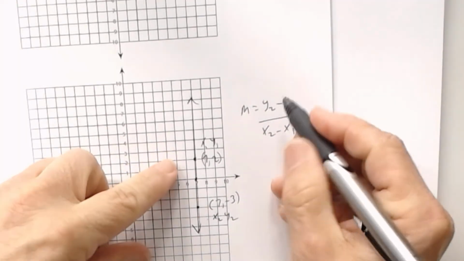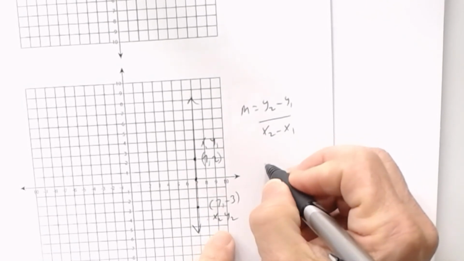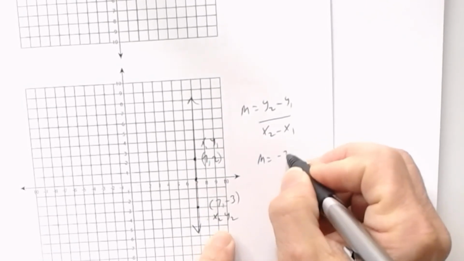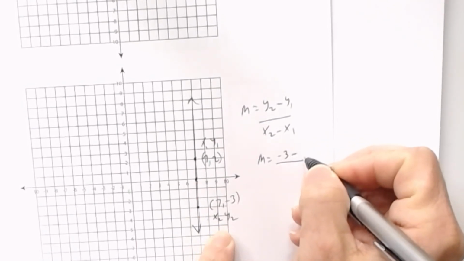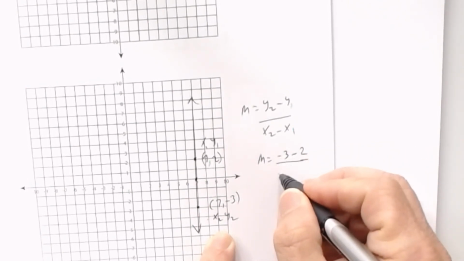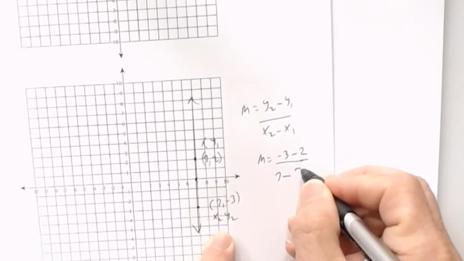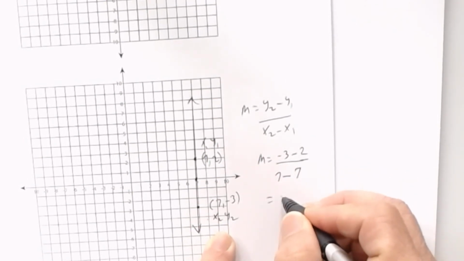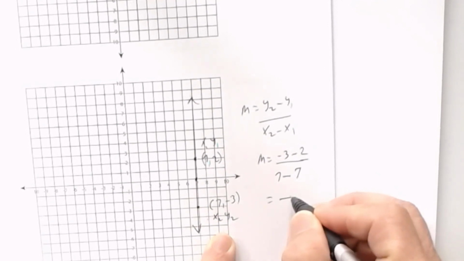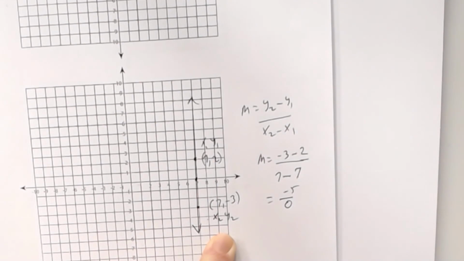So what is y2? -3. Subtract y1, which is 2. What's x2? 7. Subtract x1, which is what? 7. What's the numerator? -5. What's the denominator? 0. What's -5 divided by 0? Oh, no, it's not 0. It's undefined.